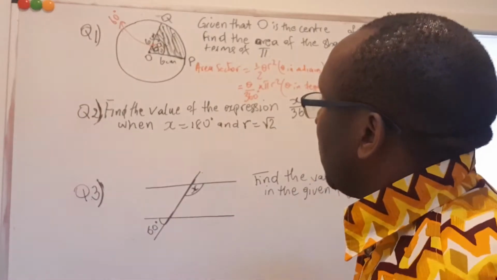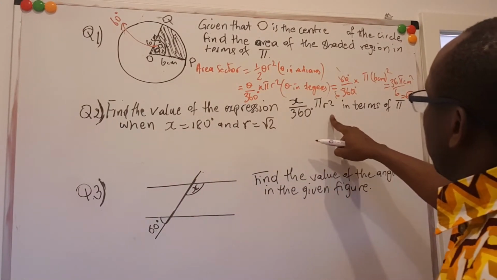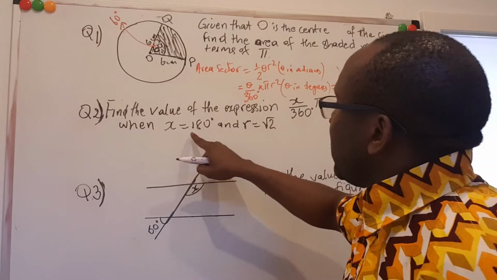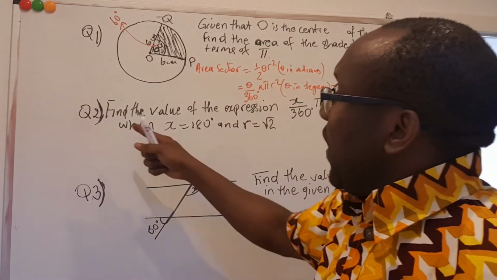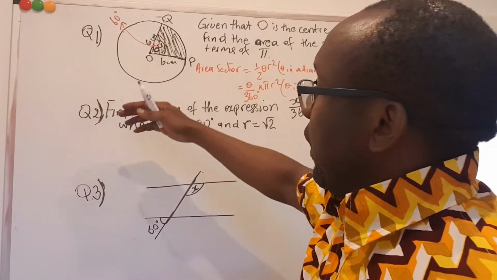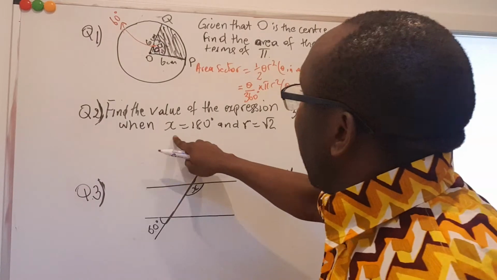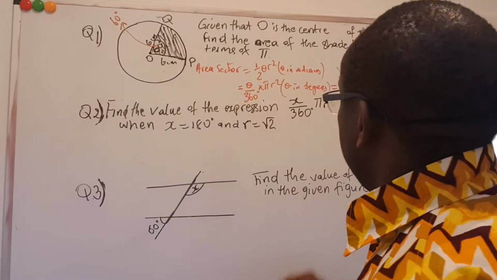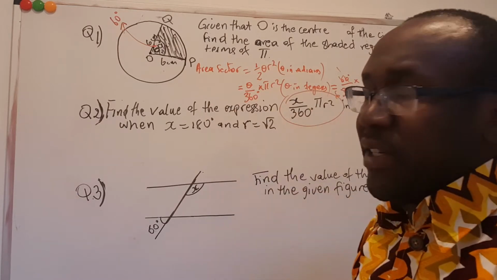Question number 2 says, find the value of the expression x on 360 pi r squared in terms of pi, when x is equal to 180 degrees and r is equal to the square root of 2. In fact, this is a similar question to this one. Here the circle is not given, but you are told the radius is root 2 and the angle is 180. And this is the formula for the sector when the angle is given in degrees.